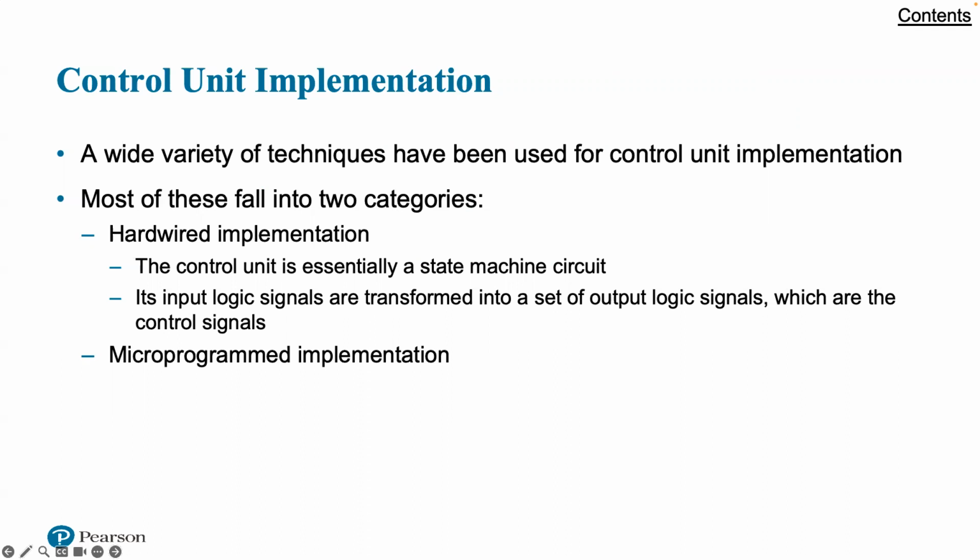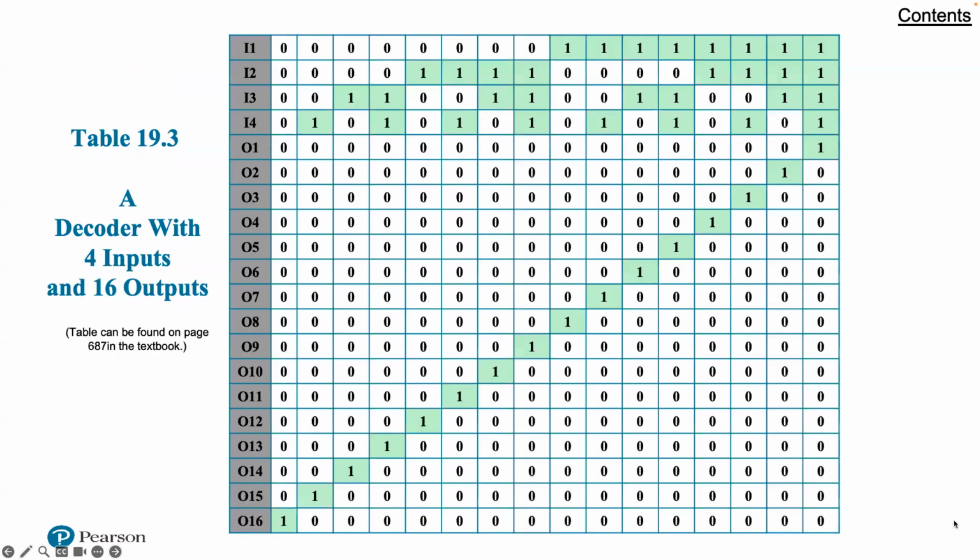In a hardwired implementation, the control unit is essentially a state machine circuit. Its input logic signals are transformed into a set of output logic signals, which are the control signals. This approach is examined in this section, and microprogrammed implementation is the subject of 19.4, which will come after we're done with this.